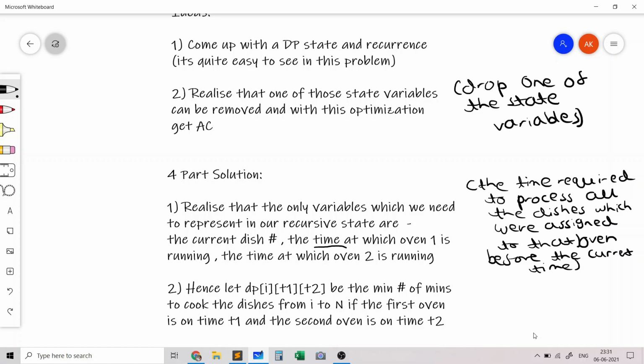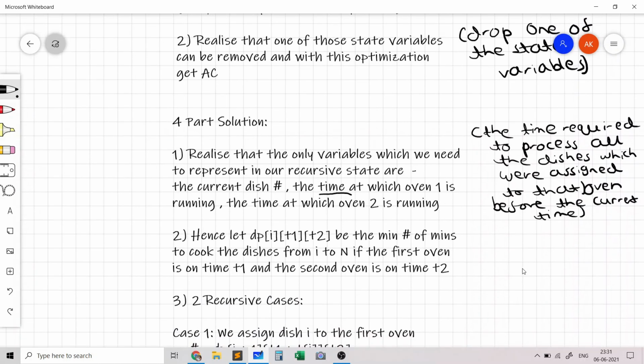Now let's look at the transition and the base case. The transition should be simple. We either assign the ith dish to oven 1 or we assign the ith dish to oven 2, and hence we have two possible cases.